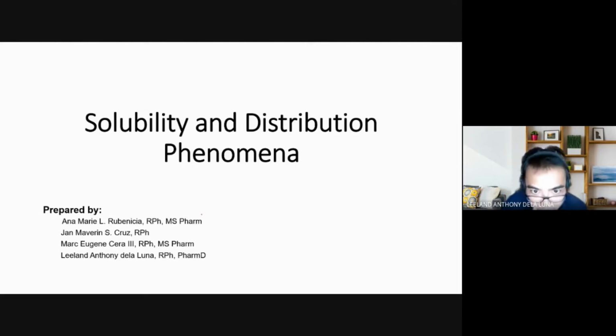So class, our objectives for today, of course, would be for us to understand how solubility works, how a solute affects the physical properties of the entire solution afterwards, and how solutes behave once they are inside a solution. As you all know, class, we have different types of solutions. We have homogeneous mixtures, we have heterogeneous mixtures.